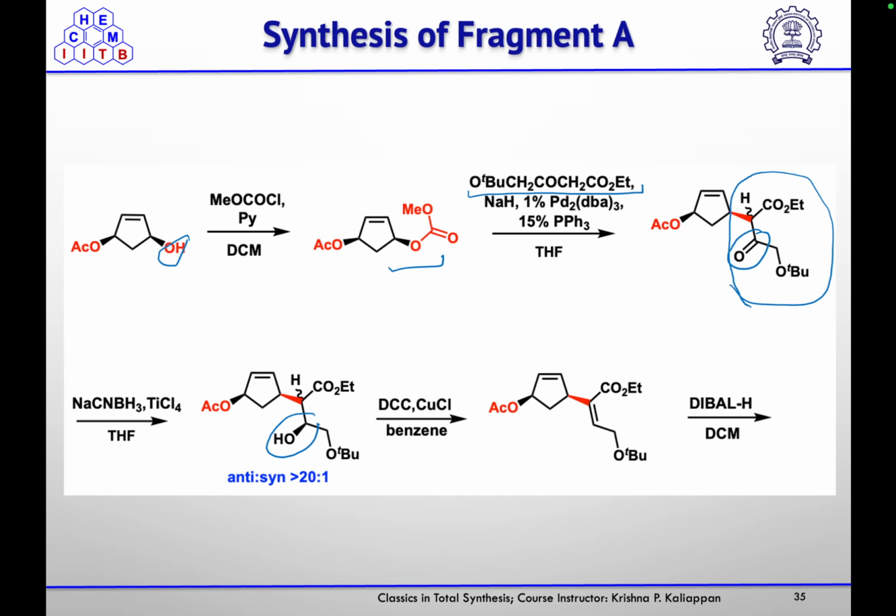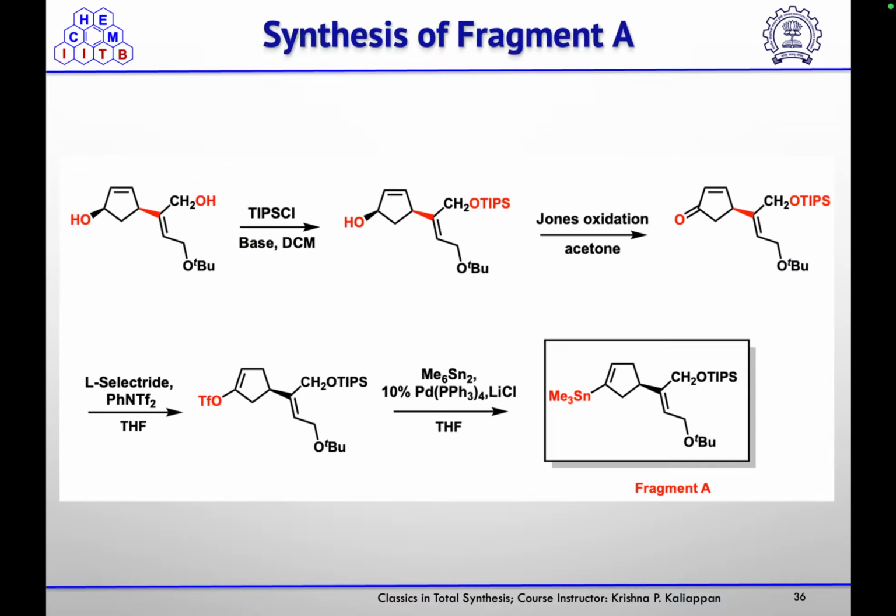Then using DCC, they converted that alcohol to a good leaving group, and then elimination to get the corresponding alpha beta unsaturated ester. Then the ester was reduced using DIBAL to get the corresponding alcohol, and that primary alcohol they protected using TIPS chloride to get the TIPS protected product. Then the allylic alcohol they oxidized using Jones oxidation conditions to get the corresponding enone, which they reduced in 1,4 fashion using L-Selectride, and that enolate they quenched using this triflimide to get the corresponding enol triflate.